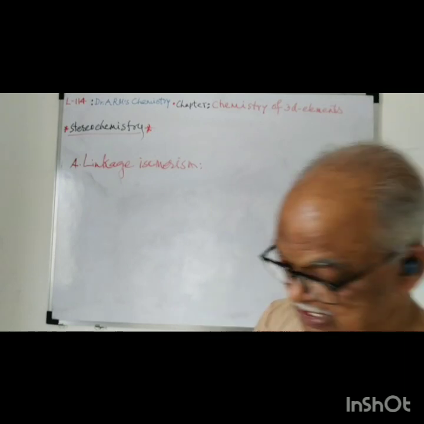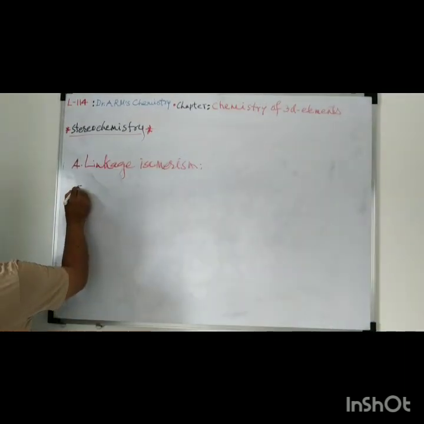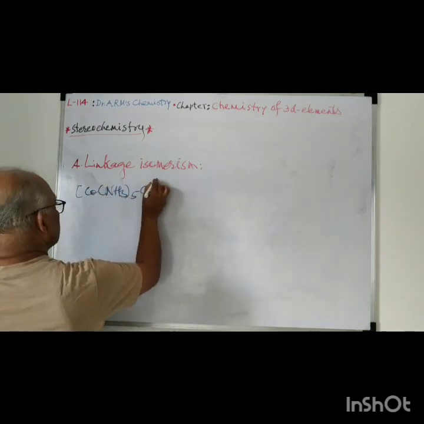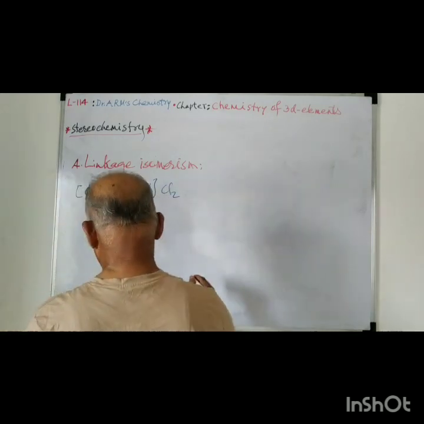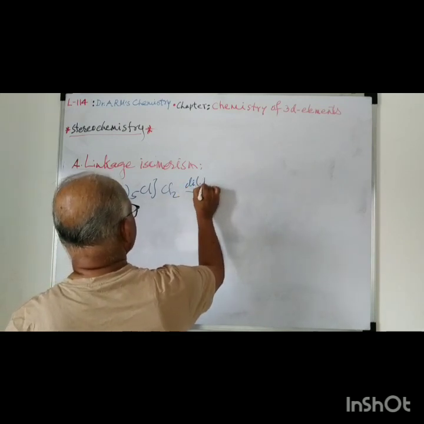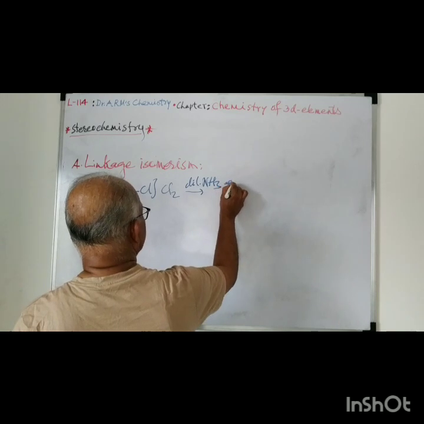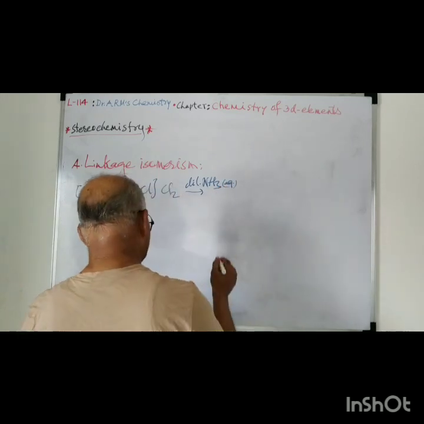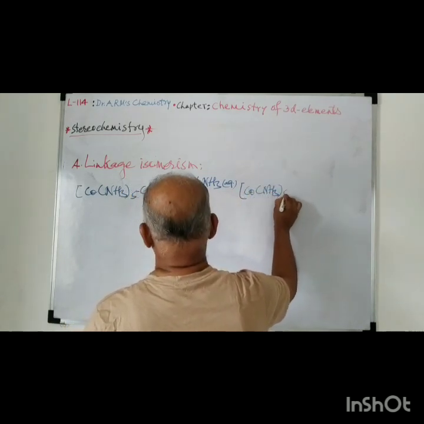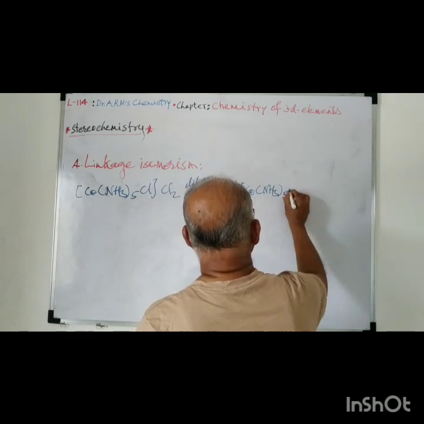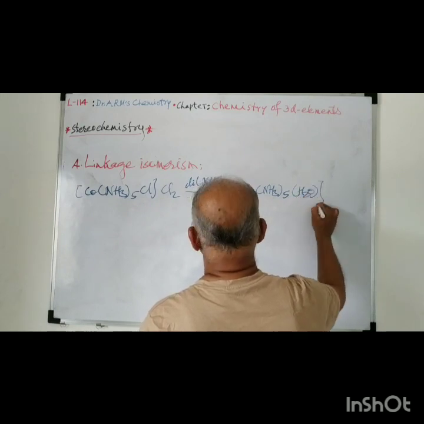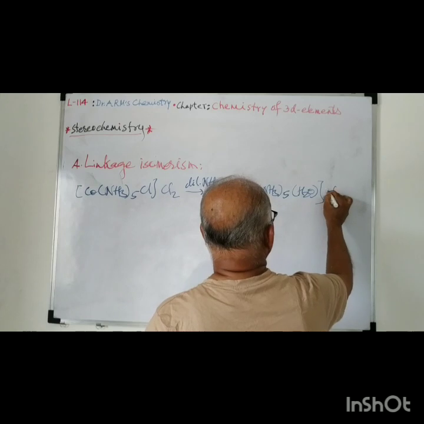Now, if you see the Co(NH3)5Cl2, when it is treated with dilute aqueous ammonia, it gives the complex Co(NH3)5(H2O), here it is, H2O and Cl2, with the ionization sphere.